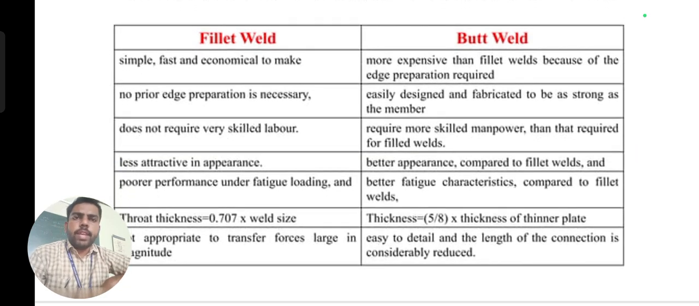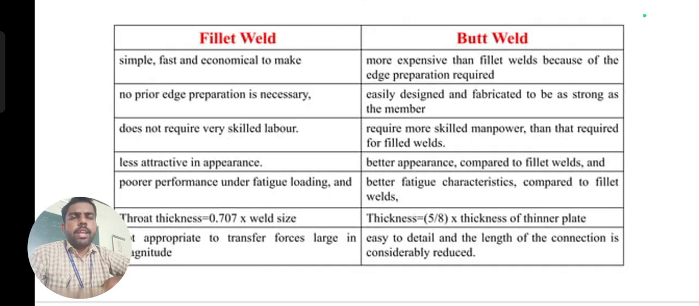Fillet weld is very simple, but butt weld is complicated to erect. Fillet weld is fast and economical to make, while butt weld is more expensive. Why? Because the strength and the cross sectional area of the weld are very high. In fillet weld no prior edge preparation is necessary, but in butt weld the fabrication is as strong as the member and requires skilled labor, more so than fillet weld.